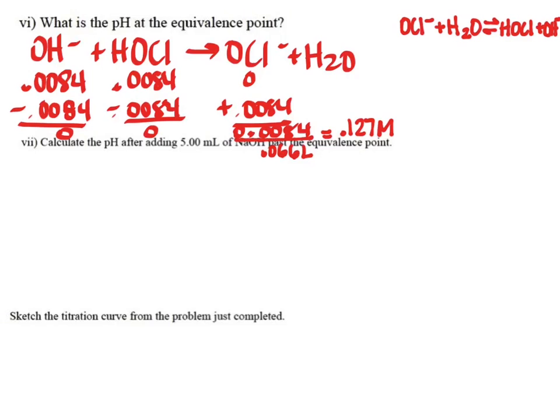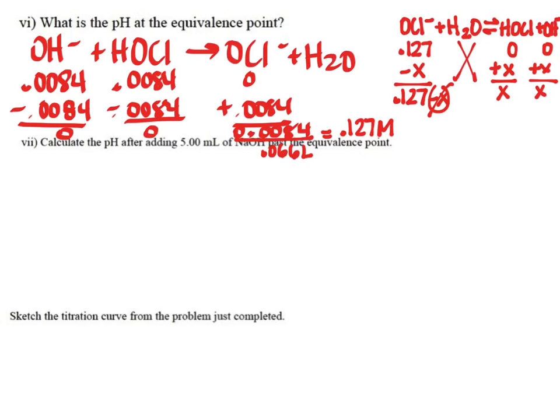So now we have our molarity as 0.127. Water goes away. HOCl and hydroxide are 0. We subtract and add X to both sides. X is negligible. And now we're ready to solve.